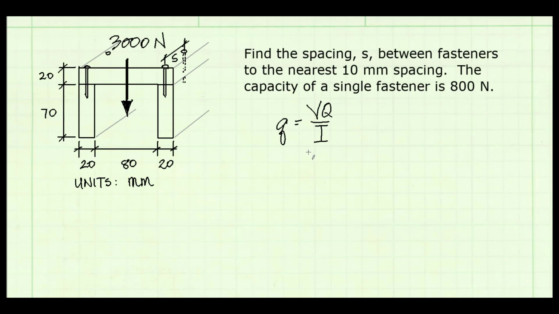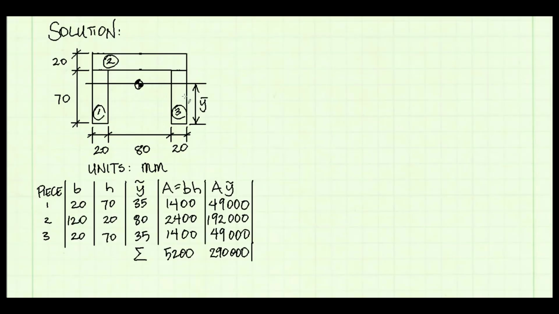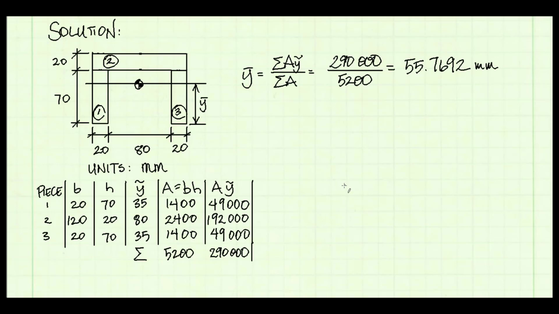Let's find I first, the moment of inertia. To find I, we also need to know the location of the centroid. So I'm going to divide this cross-section up into pieces, find the centroid, then find the moment of inertia. So here's the cross-section, and I divided it into 3 pieces, and based on the dimensions, I'm able to calculate the location of the centroid from the bottom of the cross-section. I find that it is about 56 millimeters.